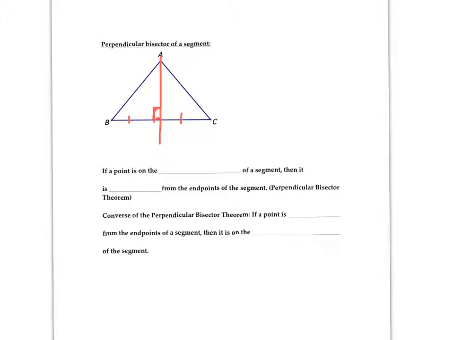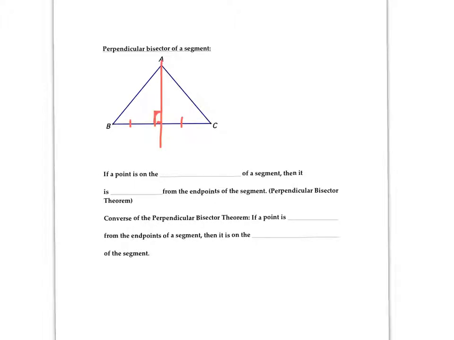So if a point is on the perpendicular bisector of a segment, then it is equidistant from the endpoints of the segment. That means that up above, since we have point A that's on the perpendicular bisector, that means that point A is equidistant from the endpoints of line segment BC. That tells us that AB is equal to AC then.